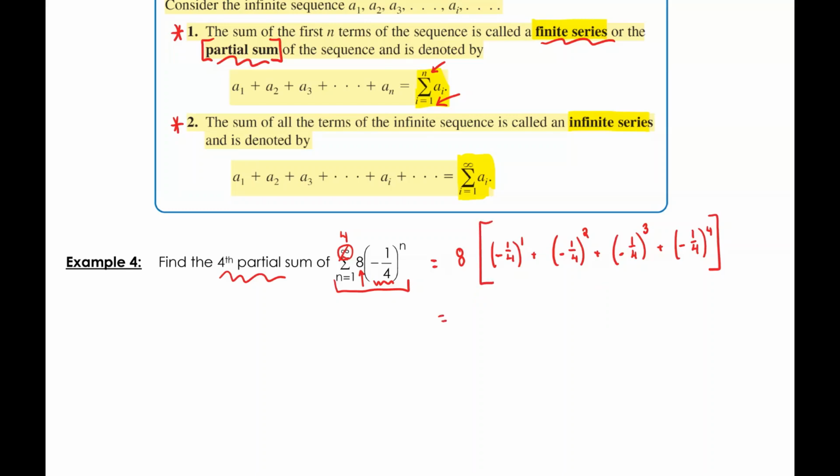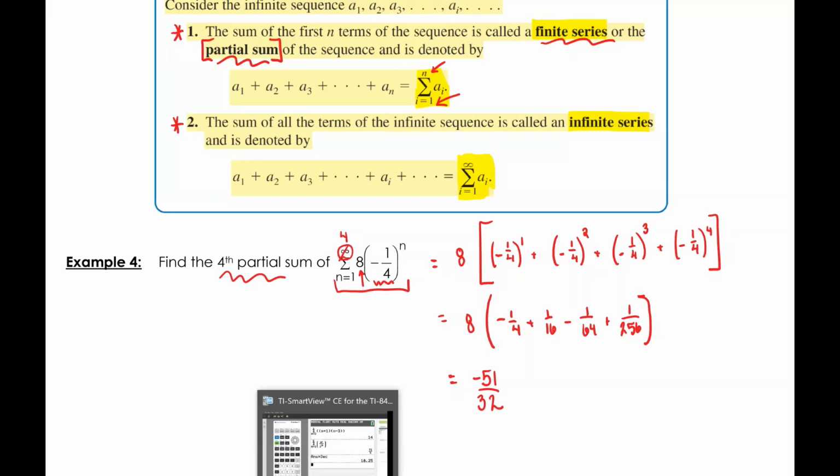So this is going to give me 8 times negative 1/4, and then positive 1/16, negative 1/64, and then positive 1/256. And of course, at this point, we're going to need our calculator. When we do that, we're going to get negative 51/32.